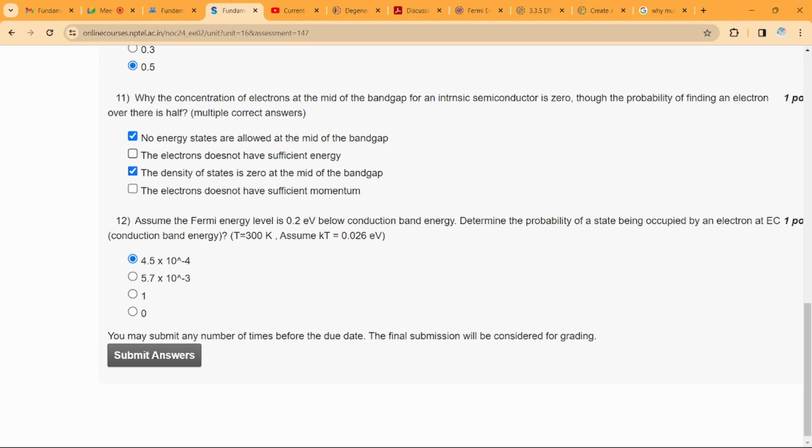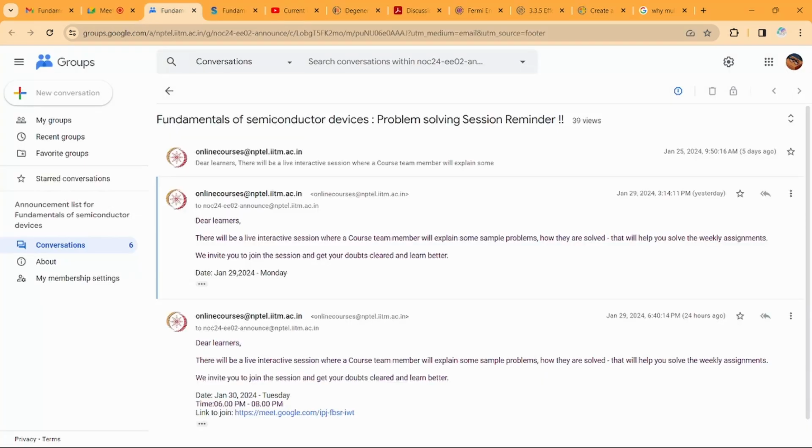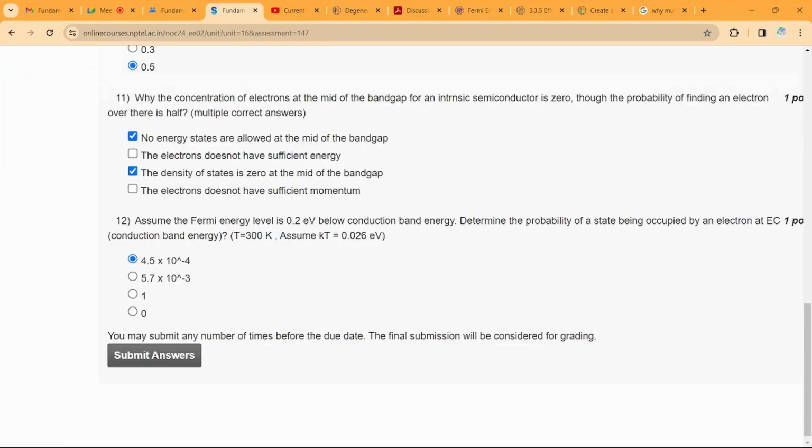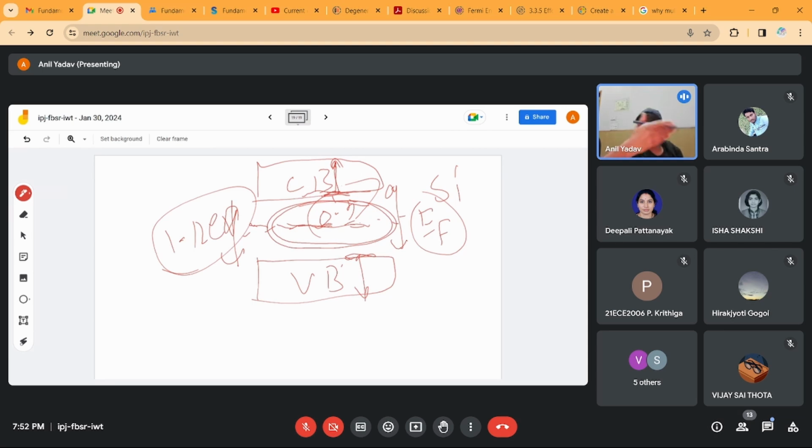If there would be an energy state, it would be due to defects. Since it is intrinsic, there are no deliberate defects in that semiconductor. We create the defects. Doping is nothing but defects: when we dope the semiconductor, we create the defects. Okay.